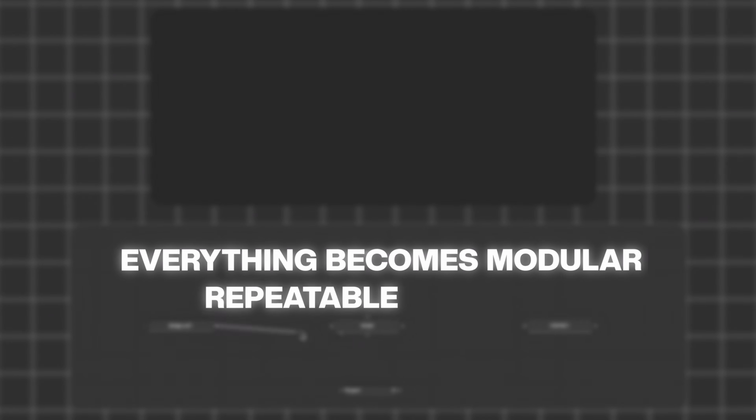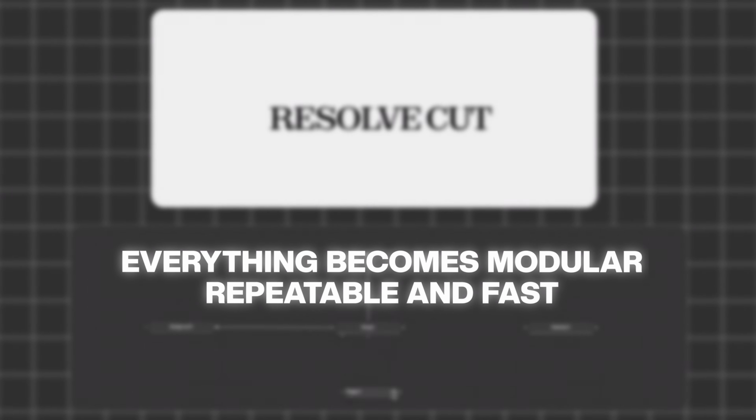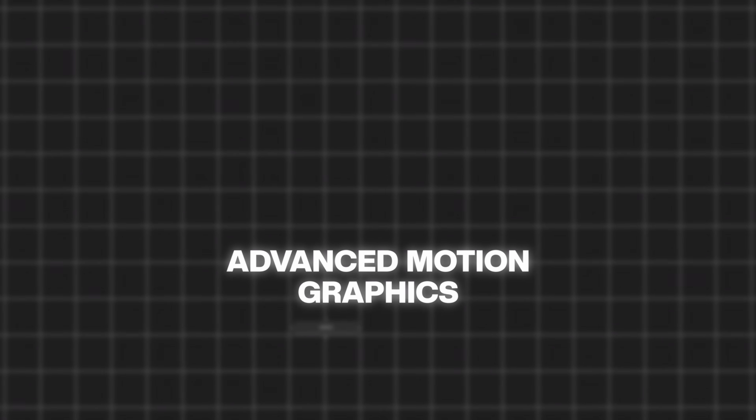This is how Fusion works. Not complicated, just structured. Once you understand nodes, everything becomes modular, repeatable, and fast. And this foundation is what allows you to build much more advanced motion graphics later on.